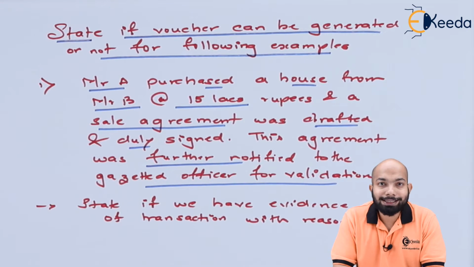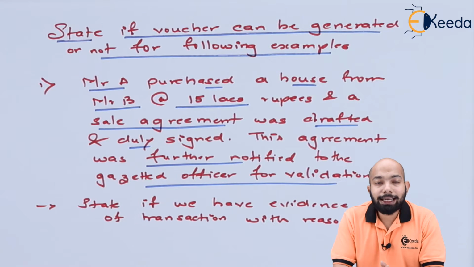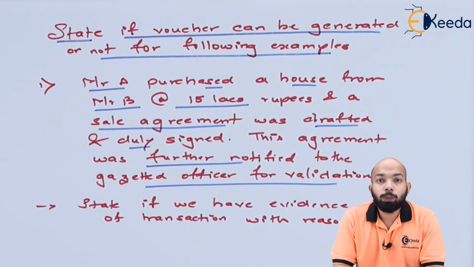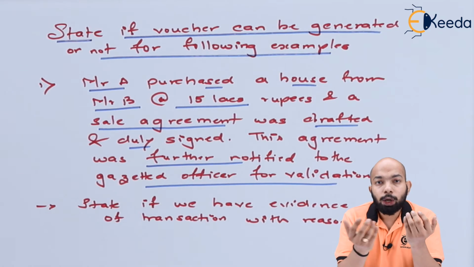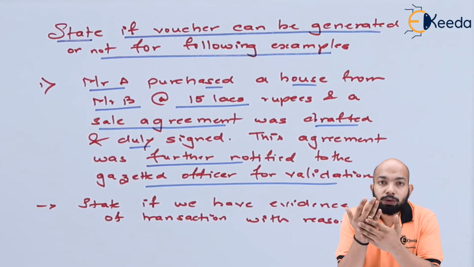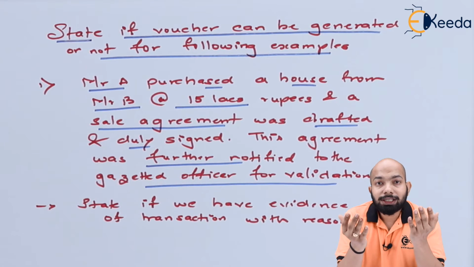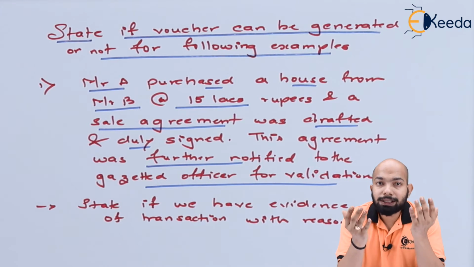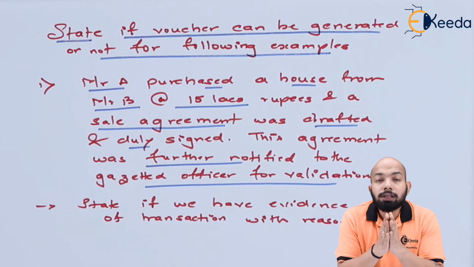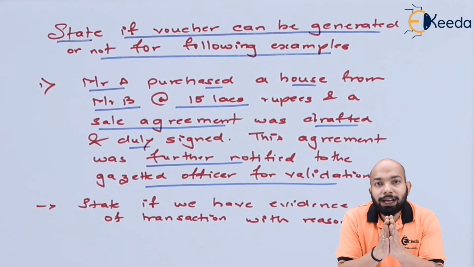Correct. The answer is yes. There is evidence of this specific transaction, and the evidence itself is the sale agreement. Now, when you talk about any kind of transaction that is happening, the sale agreement refers to the evidence or the source document which proves that there has been a transaction between Mr. A and Mr. B, where Mr. A purchased a house from Mr. B for rupees 15 lakhs, and this specific agreement was signed under the categorization of a sale agreement and was duly submitted to the gazetted officer for validation.